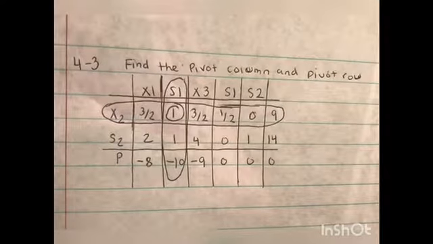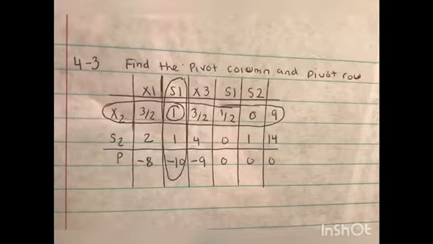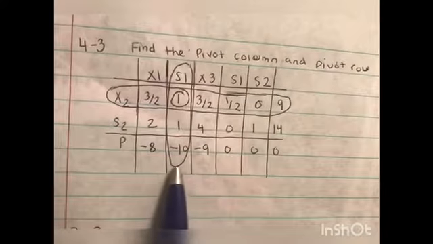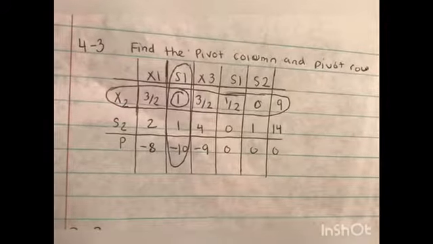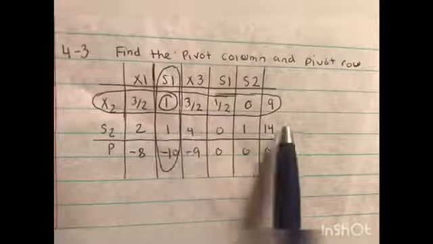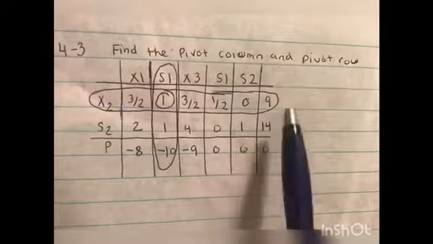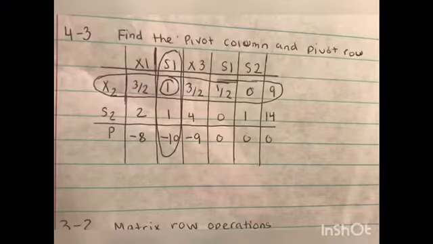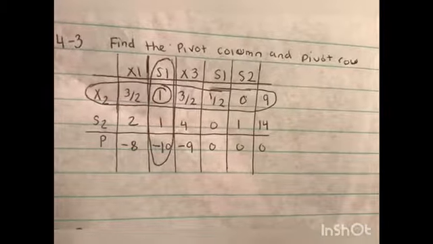My third problem was from Unit 4, Section 3, and it was finding the pivot column and pivot row. To find your pivot column, you would have to see which one of these were the smallest numbers, and that would be this column. Then to find your pivot row, you would have to divide 9 into 1 and 14 into 1, which makes 9 the smallest, so it would be your pivot row, and making your pivot element 1.